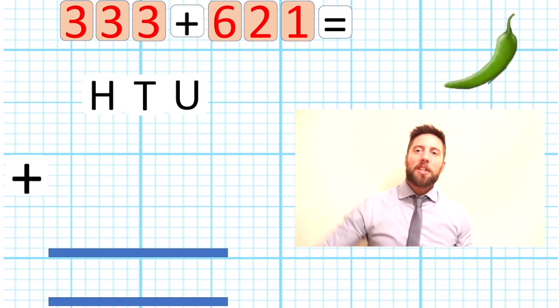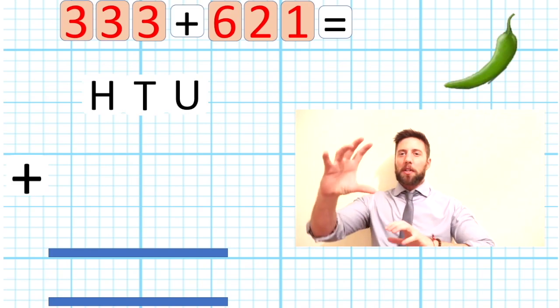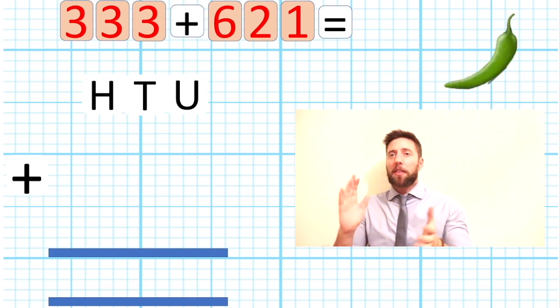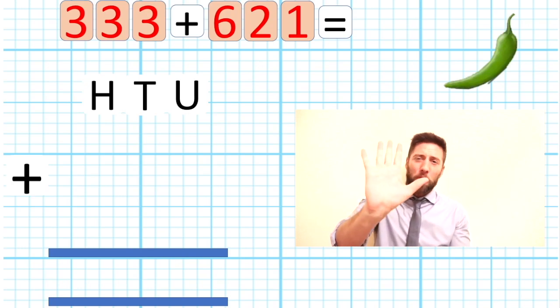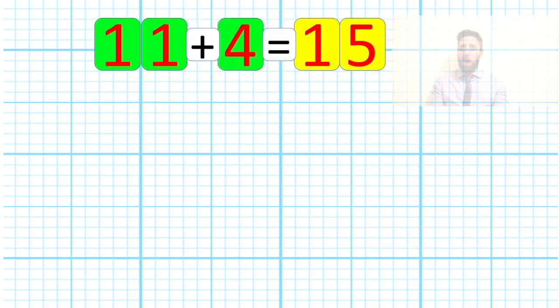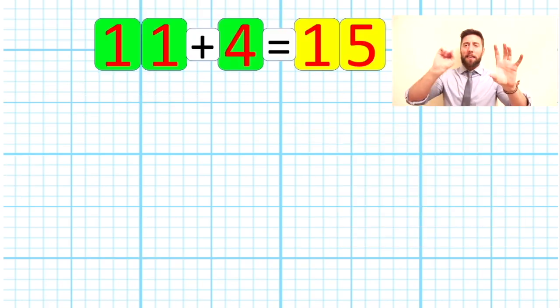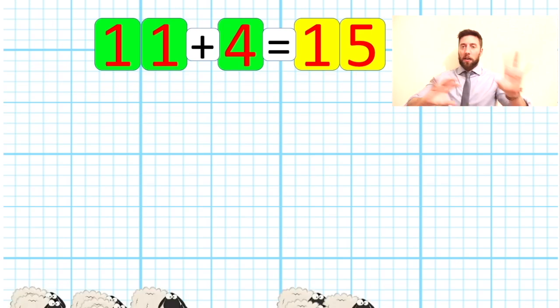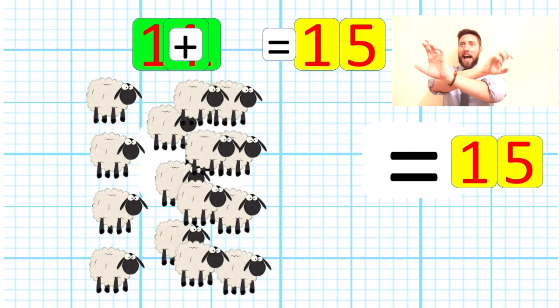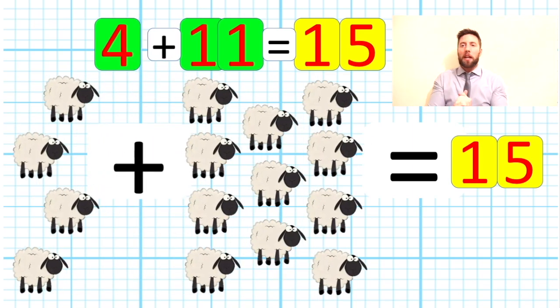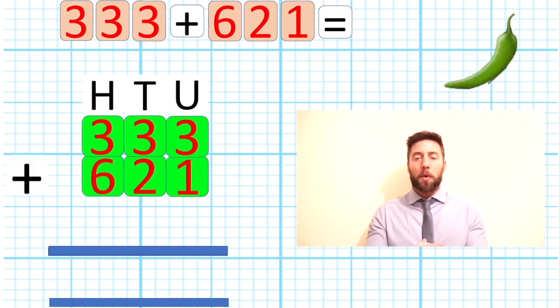But wait! Does it matter which way round we put these numbers in our question? If we add 333 to 621, do we get the same as adding 621 to 333? Let's pause a second and look at it in this scenario. If I have 11 add 4, we get 15. I can represent it here with these images. If I switch these around and add 4 add 11, I still get 15. And that is because addition is commutative. It doesn't matter which way around we put our question, we're going to get the same answer. Let's go back. Okay, so we are ready to begin.